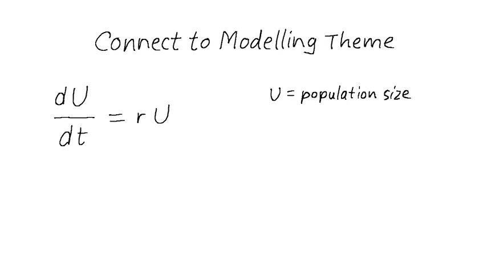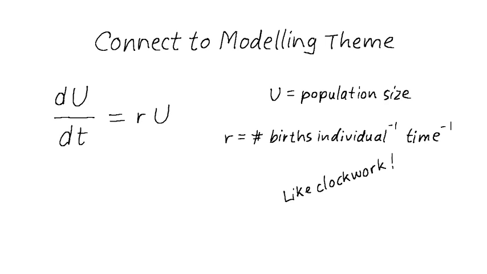For example, we studied the differential equation model of population growth, du/dt = r times u. Here, u is population size, and r can be understood as the number of births that occur per individual per unit time. In this model, we're treating reproduction as a process that operates like clockwork. It has a set schedule and it sticks to it. Of course, that's not really the case.